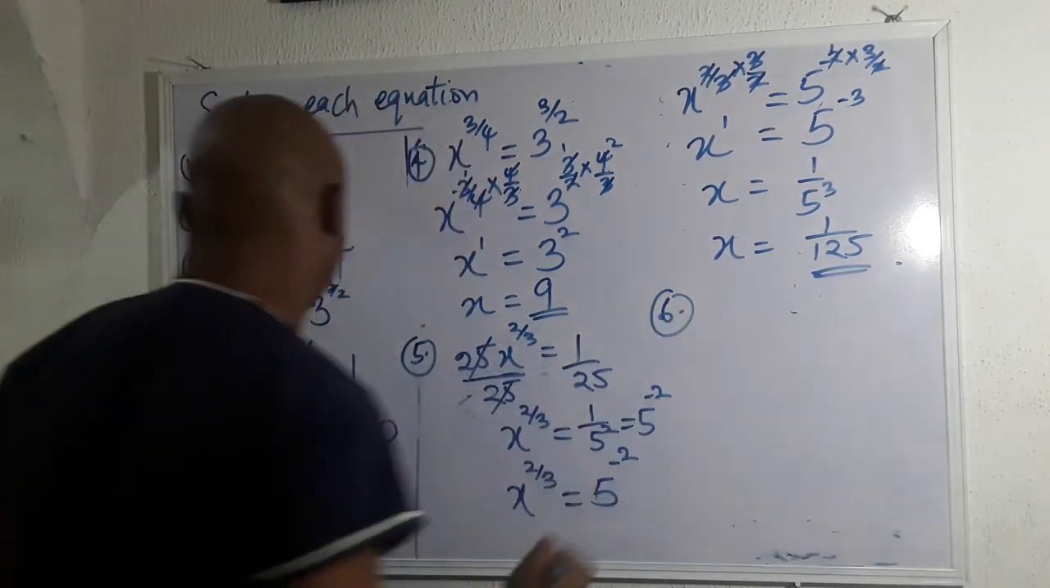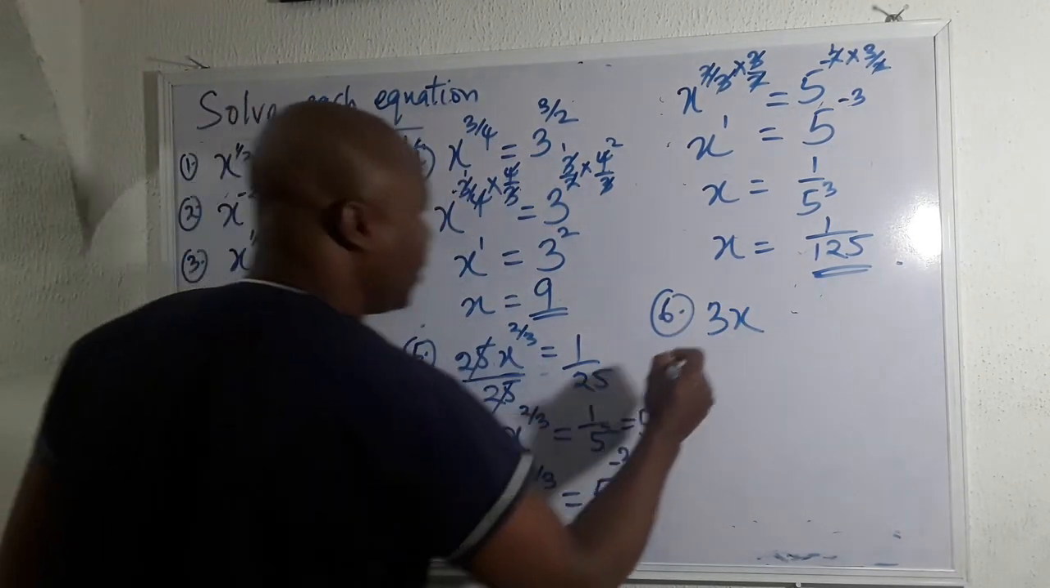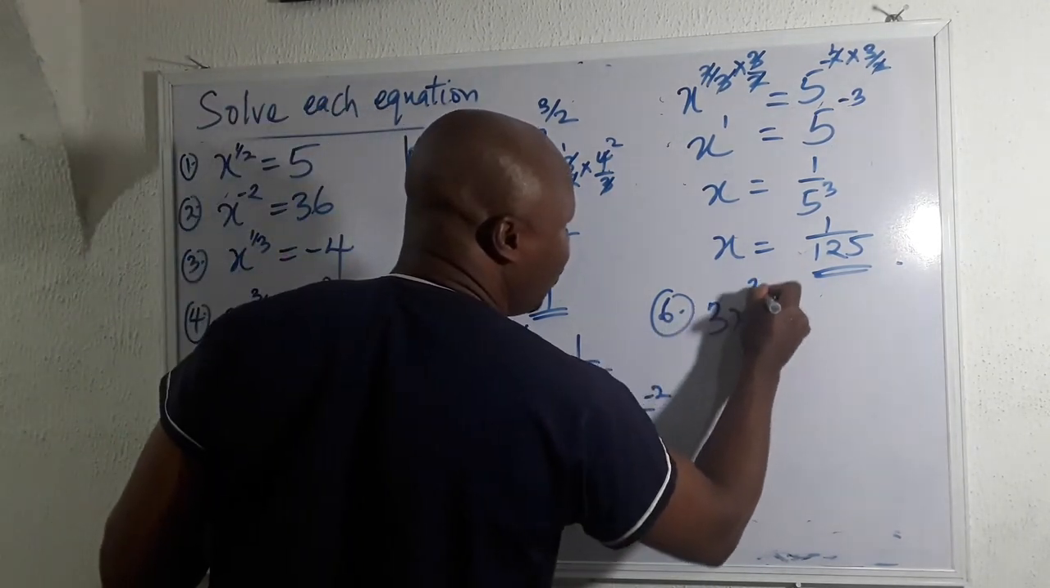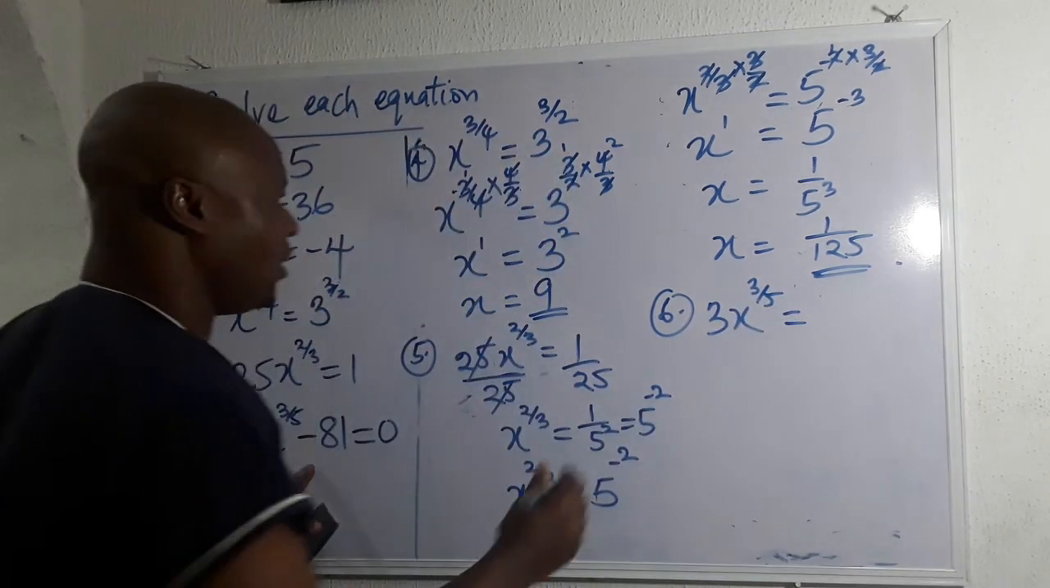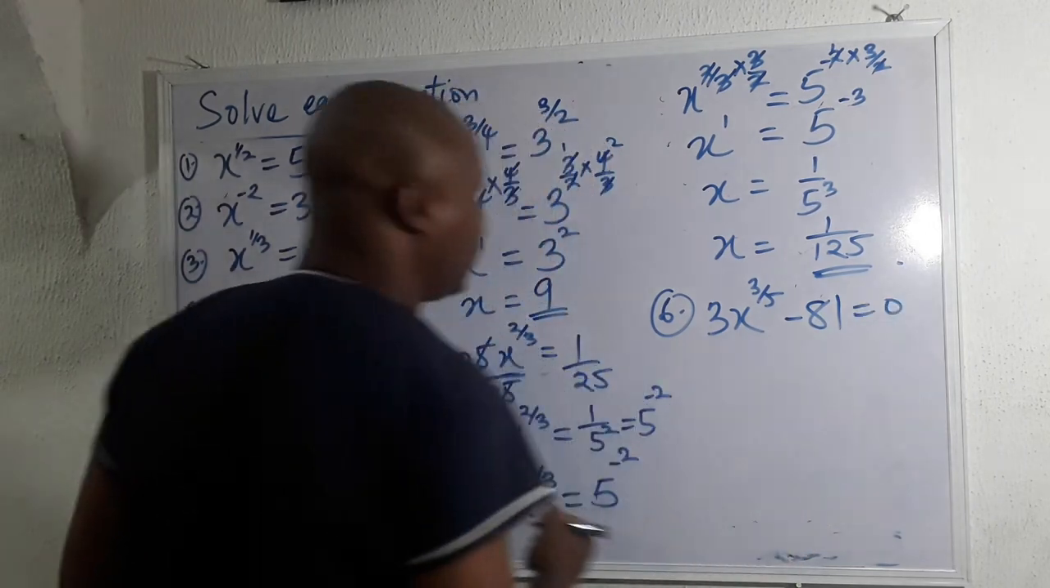So let's look at the last question, which is question number 6. It says if we have 3x raised to power 3 over 5, if that minus 81 is equal to 0.